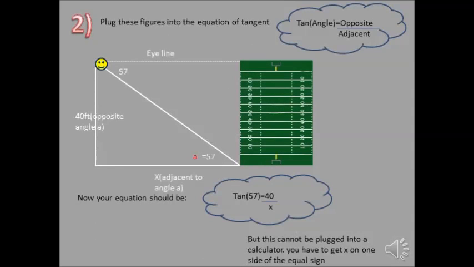Step 2. Plug these figures into the equation of tangent. Tan of the angle, opposite over adjacent. 40 feet, which is the opposite angle A equals 57. Now your equation should be tan 57 equals 40 over x. But this cannot be plugged into a calculator. You have to get x on one side of the equal sign.